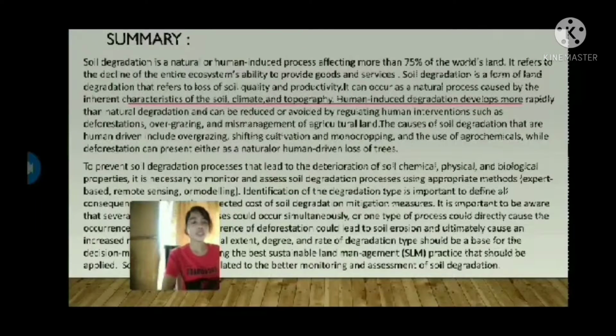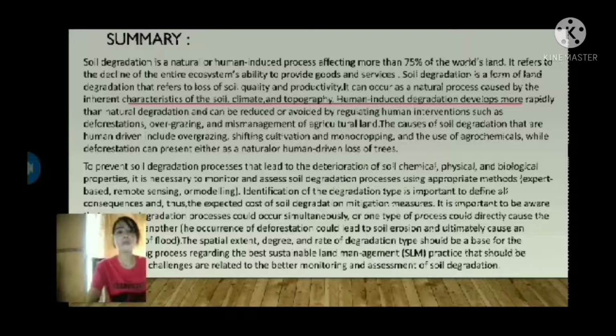Soil degradation is a natural or human-induced process affecting more than 75% of the world's land. It refers to the decline of the entire ecosystem's ability to provide goods and services. Soil degradation is a form of land degradation that refers to loss of soil quality and productivity. It can occur as a natural process caused by the inherent characteristics of the soil, climate, and topography. Human-induced degradation develops more rapidly than natural degradation and can be reduced or avoided by regulating human interventions such as deforestation, overgrazing, and mismanagement of agricultural land.